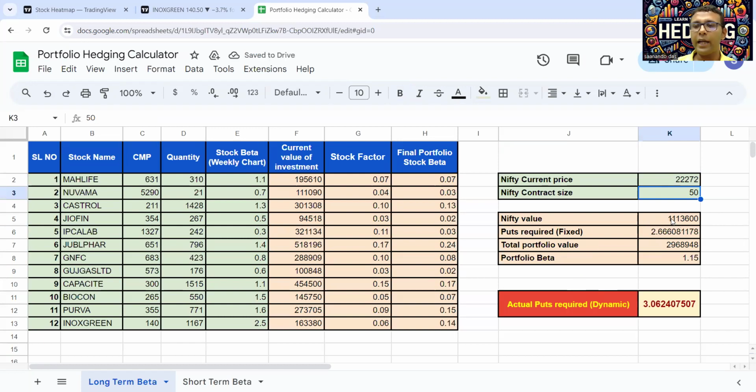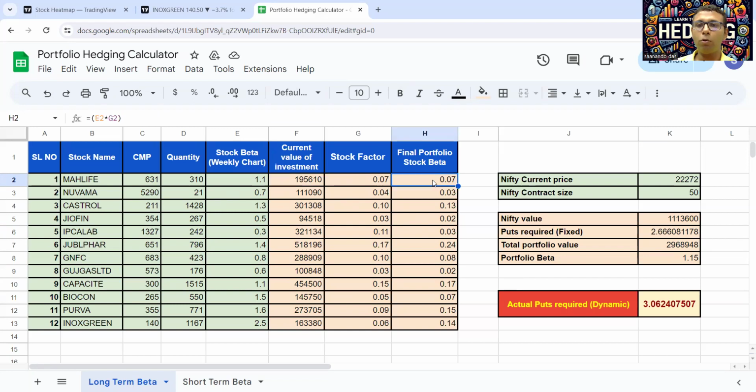So one Nifty का static value अगर लेंगे वो आ रहा है 11 लाख के आसपास and this is our portfolio value. So portfolio value को Nifty value से divide करके we will get somewhere around 2.66. तो यहाँ पे दो quantity, 2.6, एक static hedging create करेगा. Whereas dynamic hedging के लिए we are considering stock factor. Stock factor is stock का जो value divided by portfolio का total value, मतलब stock का कितना weightage है उस portfolio में. Like Mahalife has around 7% weightage in the portfolio.